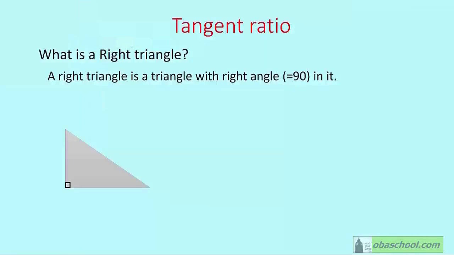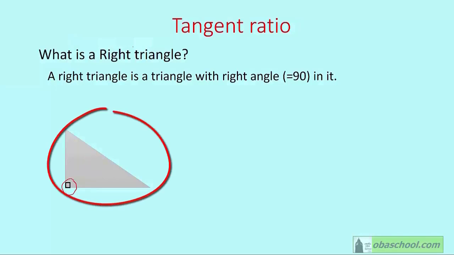A right triangle is a triangle that includes a right angle, which means a triangle with a 90 degrees angle. Let's look at this figure. This is a right angle triangle. This sign represents the right angle, so this type of triangle is called a right triangle. And this shape is also a right triangle, and this is another form of a right triangle.